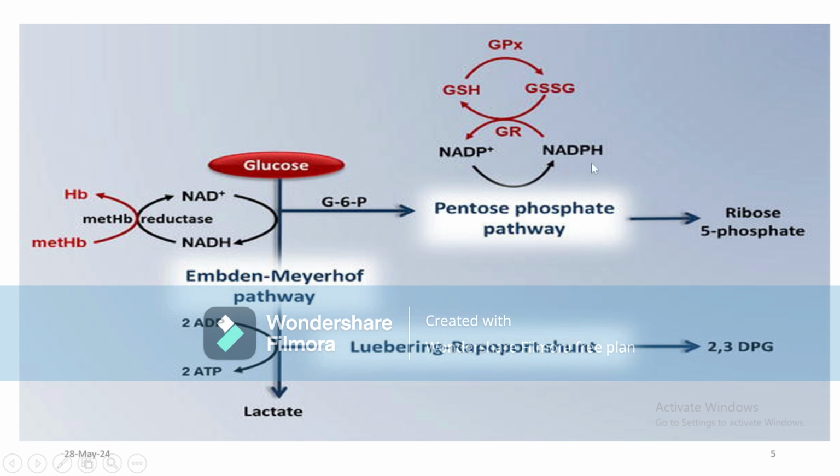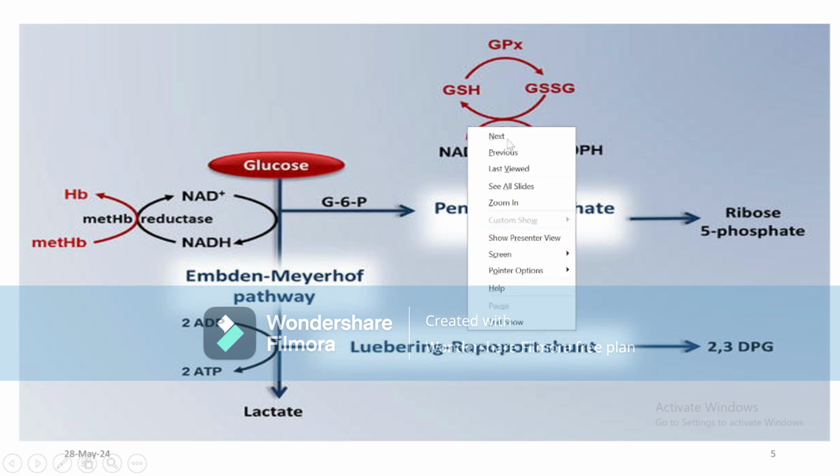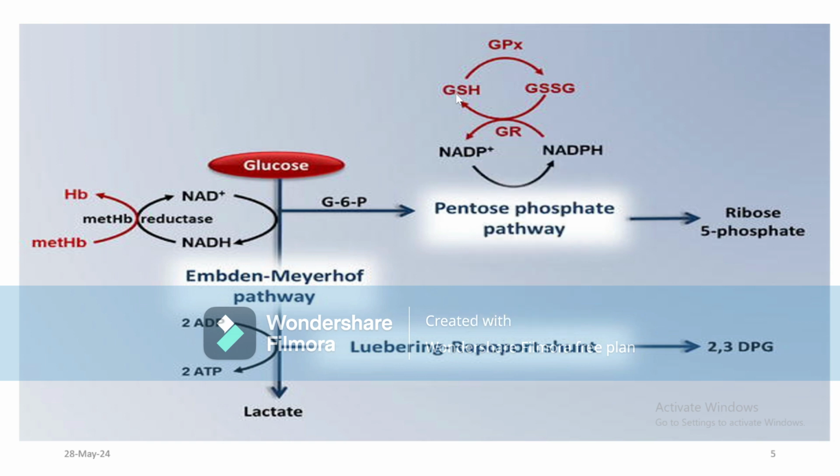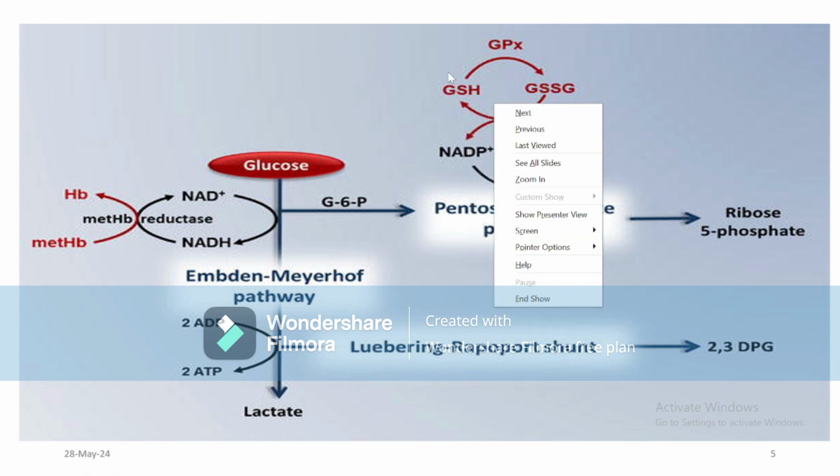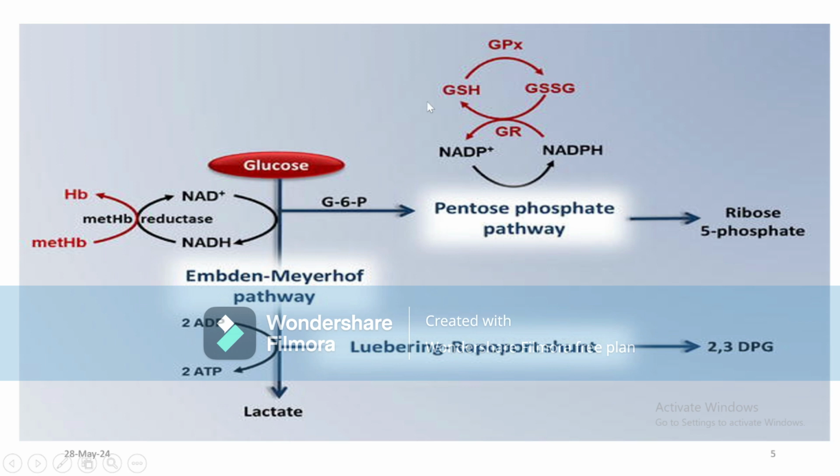And so what I want us to take from this diagram is that in the presence of G6PD, NADP will be reduced to NADPH. And once we have NADPH, it is also going to reduce glutathione to its reduced form. And once glutathione is activated, it can now reduce the oxidant stress caused by the oxidant species.